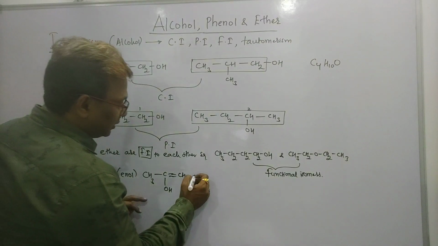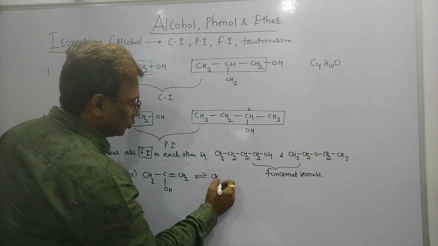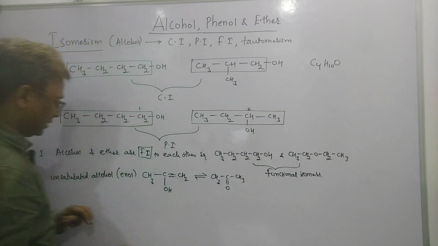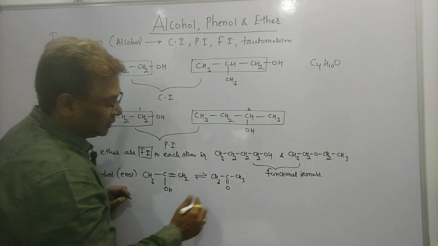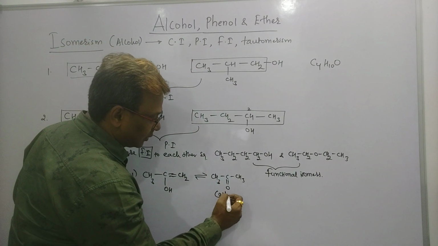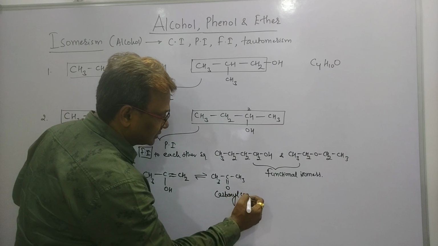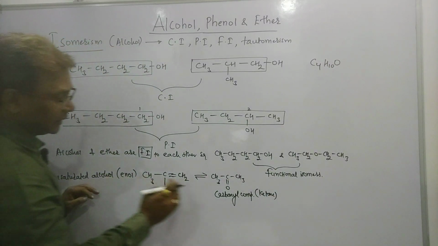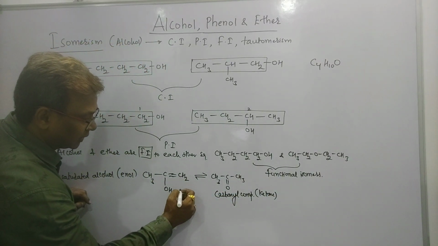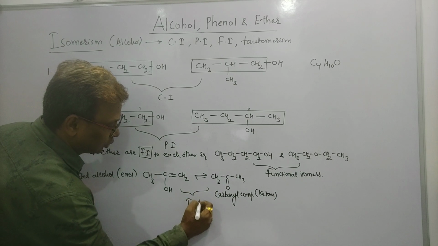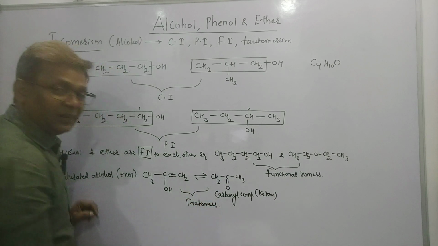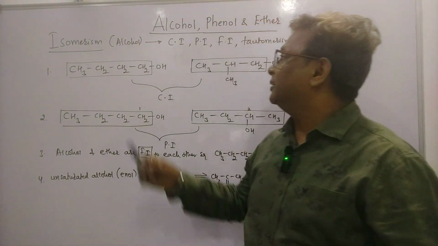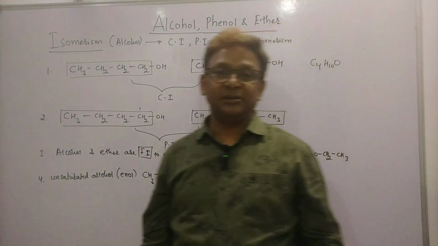There is an enol and a keto. What is a keto? CH3, C double bond O, CH3. Unsaturated alcohol means this one, and this is called a carbonyl compound. You know this carbonyl compound is called what? Ketone. So the unsaturated alcohol and the carbonyl compound ketone are tautomers to each other. So these are the few examples where alcohol can show its isomerism.